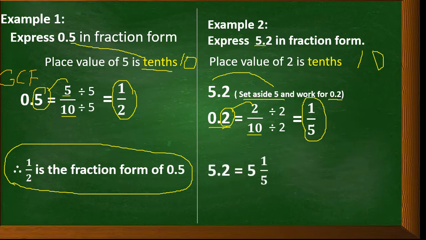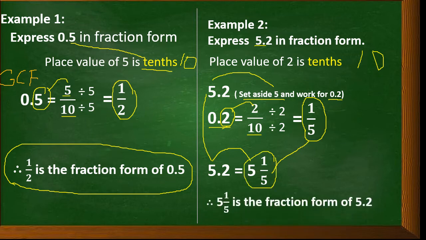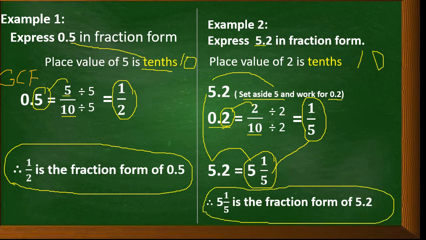Next, bring back the whole number. So we have here 5, and 5 will be written as the whole number part, while 1/5 will be written as the fraction part. This is a mixed number, 5 and 1/5. Therefore, 5 and 1/5 is the fraction form of 5.2.